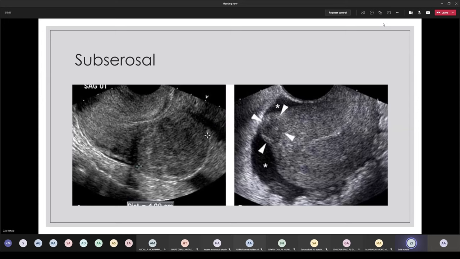Here are some examples of subserosal fibroids. This is the uterus proper. This is the endometrium. And you'll see here, there's a subserosal mass. Again, of course, these are all sagittal views of the uterus. That's how the uterus should appear. But here you see there is a mass, and that's a subserosal fibroid, a posterior one though, unlike the one before.